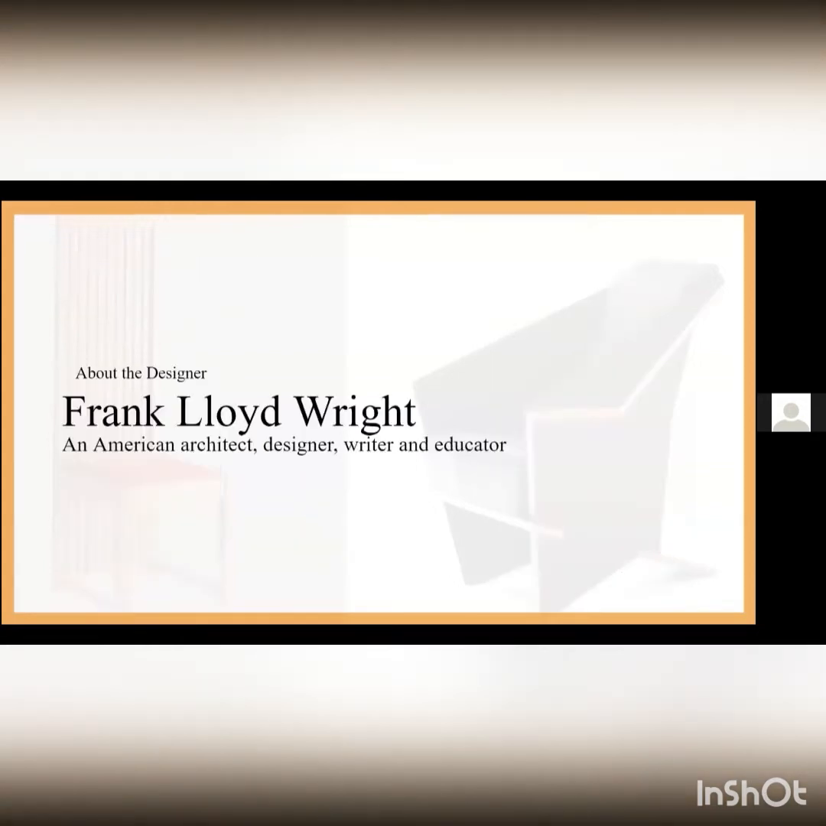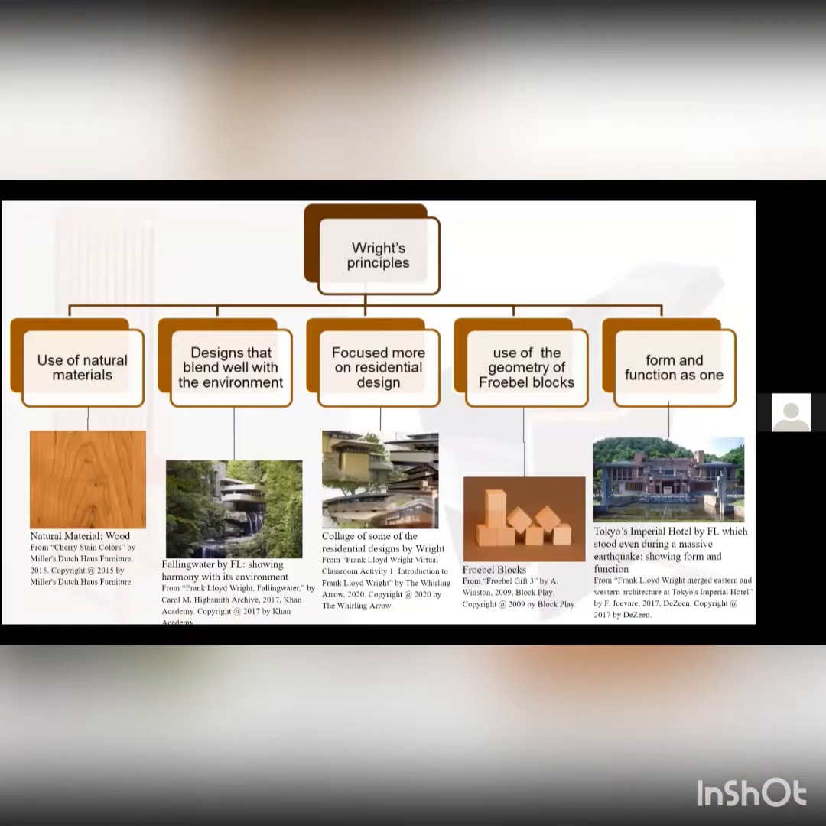In order to understand Wright's design style, the slide shows some basic principles seen in his works. One of the key features was his use of natural material available in that region, which created harmony of the product with its surroundings. According to him, form and function of a product goes hand in hand, which made his designs practical and easy to use.